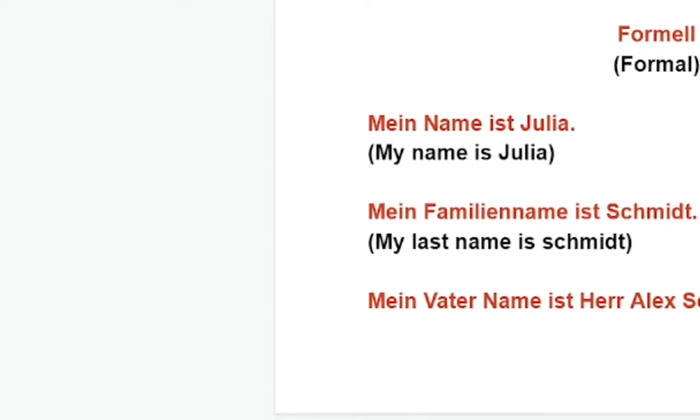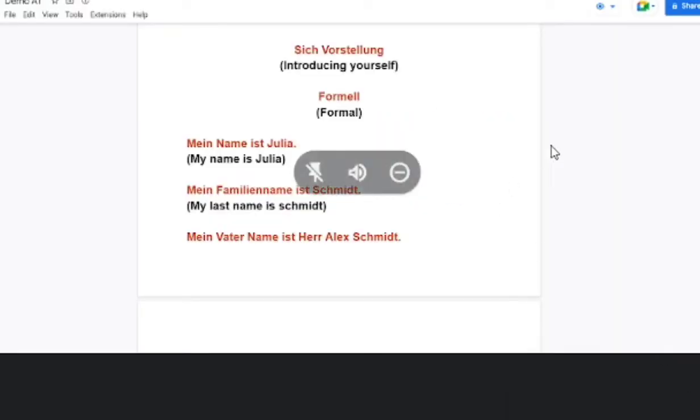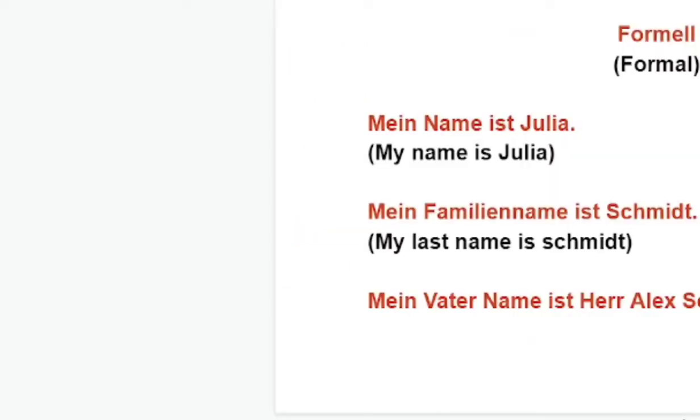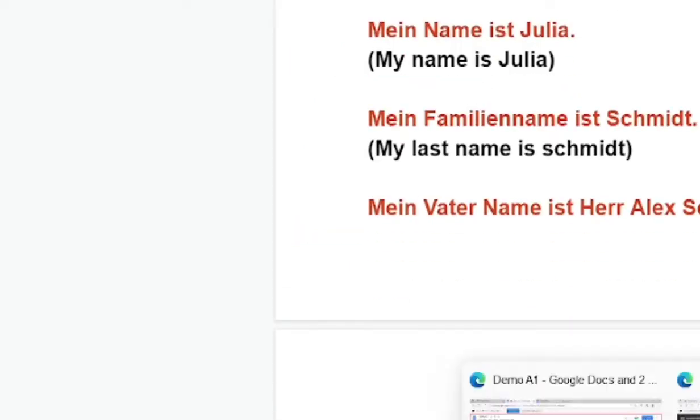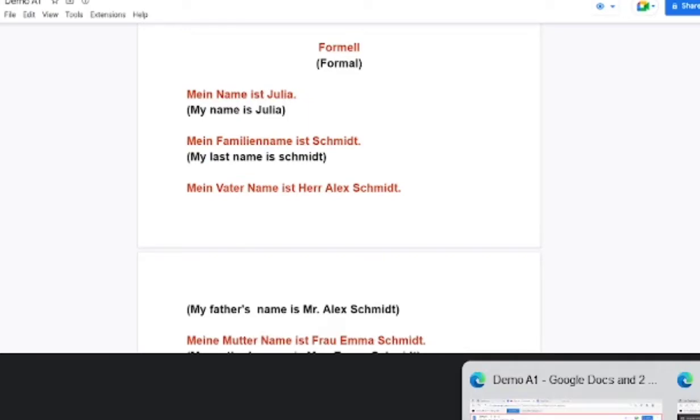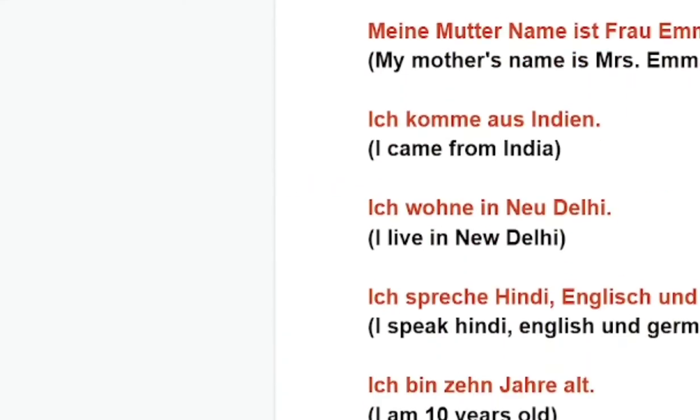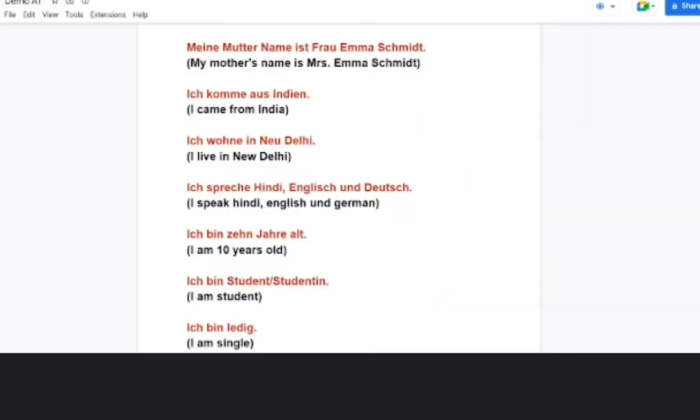Okay, introduction of yourself is called Sich vorstellen. Formal is called formell. Try to read it from the first sentence. Mein Name ist Julia. Mein Familienname ist Schmidt. Mein Vater Name ist Herr Alex Schmidt. Means my father's name is Mr. Alex Schmidt. Herr means Mr. You know all the things, but we didn't remember it. Read this one. Meine Mutter Name ist Frau Emma Schmidt.